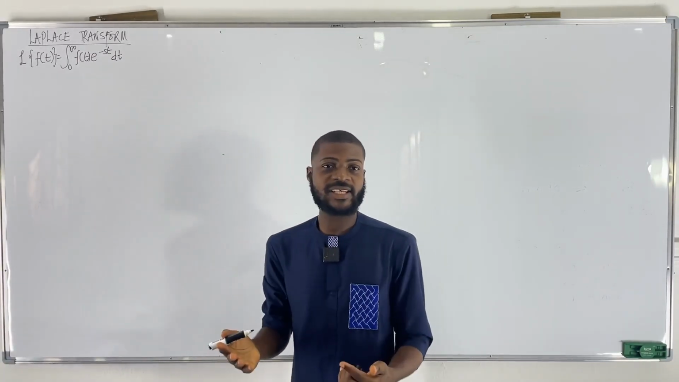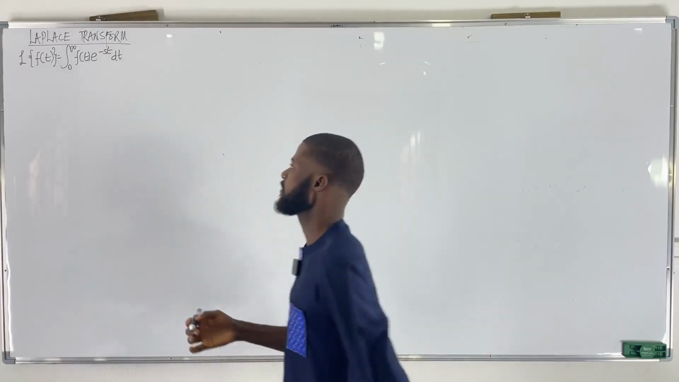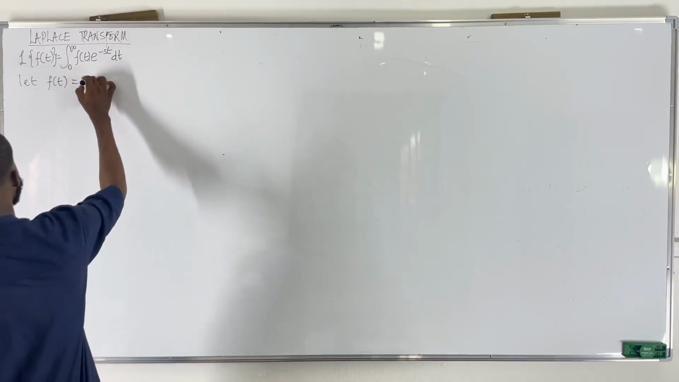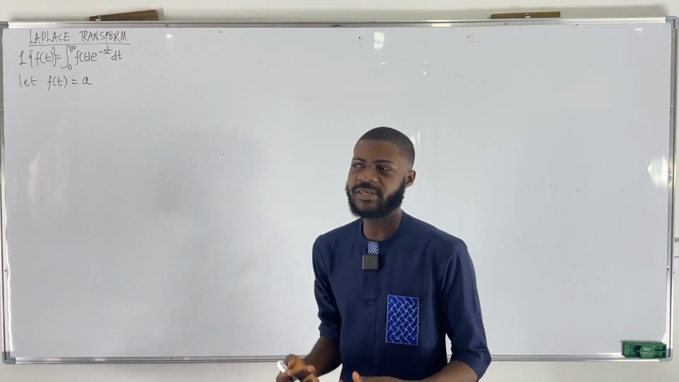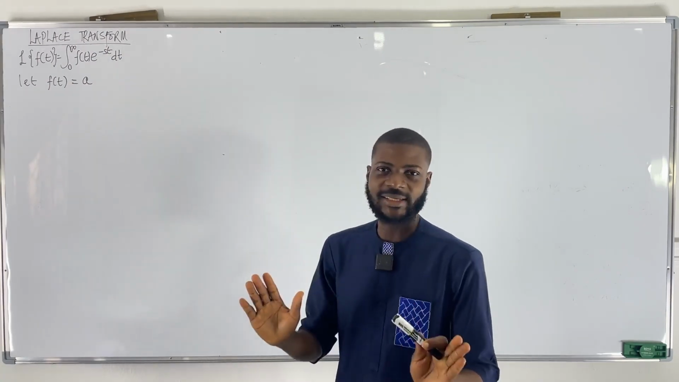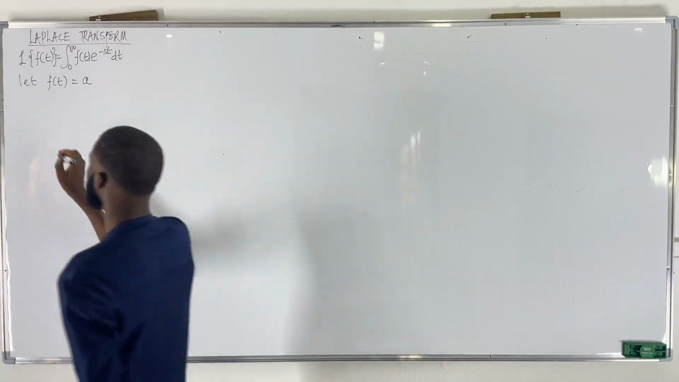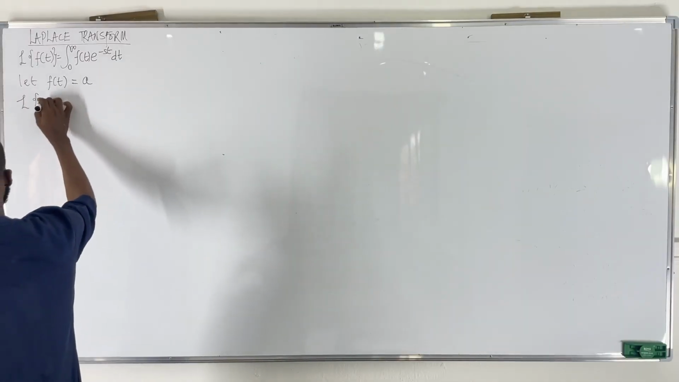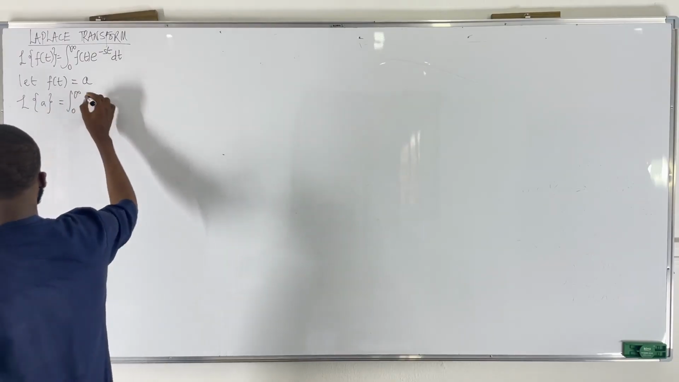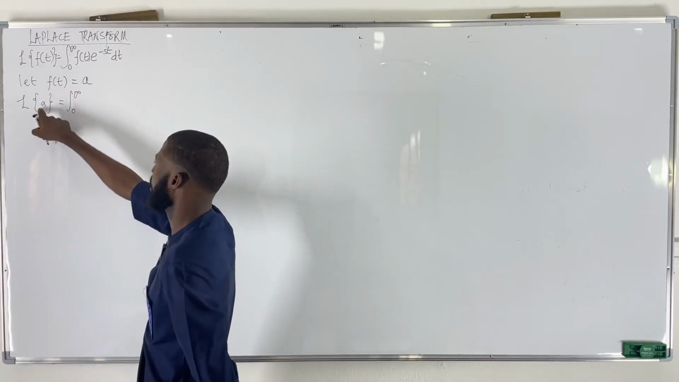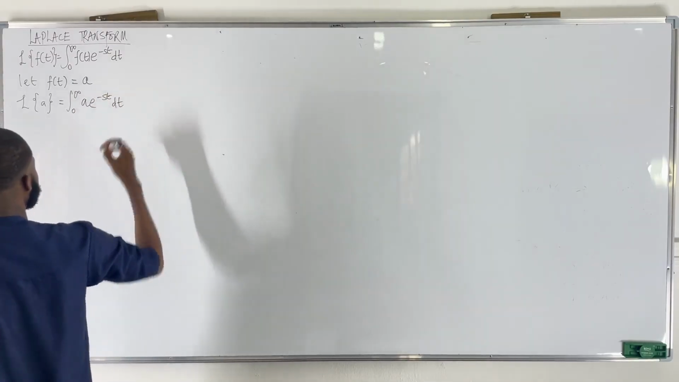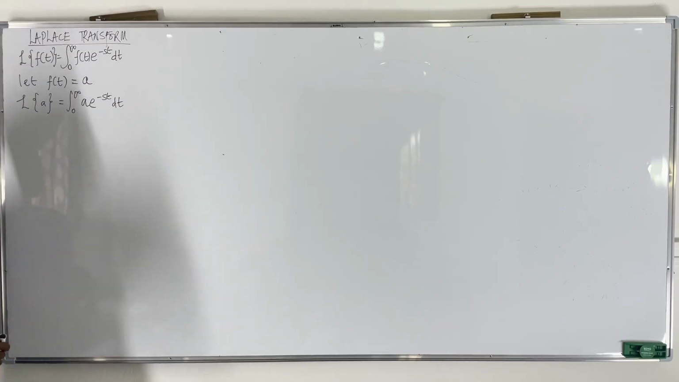Now let's find the Laplace transform of a constant. This means we're saying let f of t be equal to a, just some constant. There's no t, just a is a constant. So what we're looking for is the Laplace transform of a. So this will be the integral from 0 to infinity. Now f of t here will become a, so this will be a e to negative st dt. All right, so this is what we have.